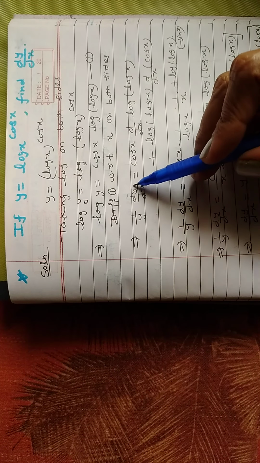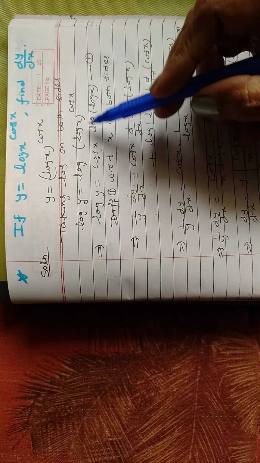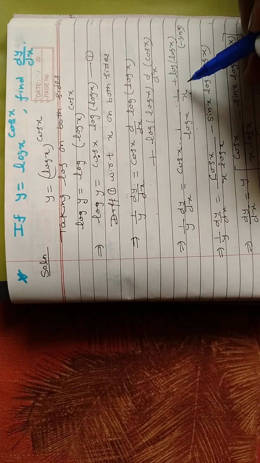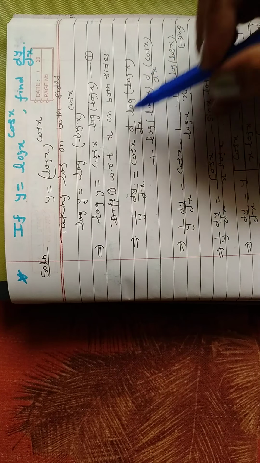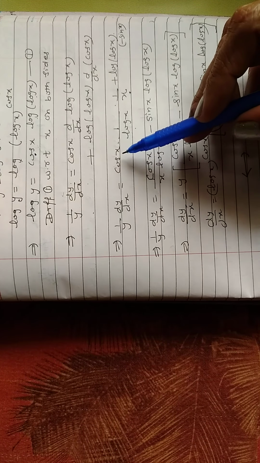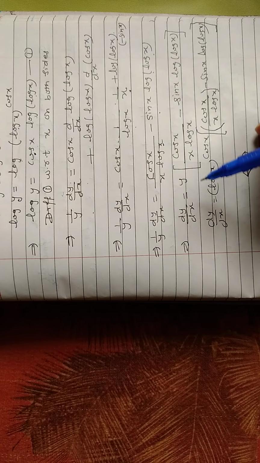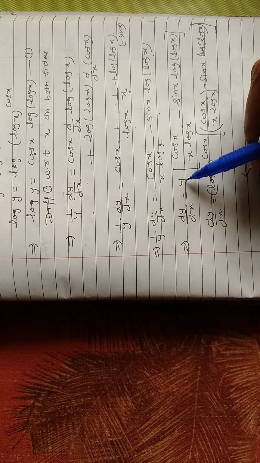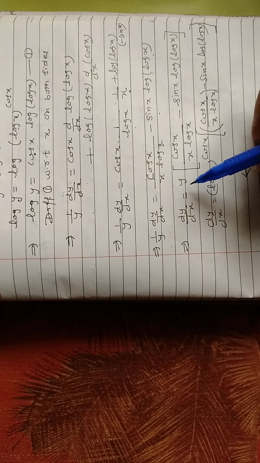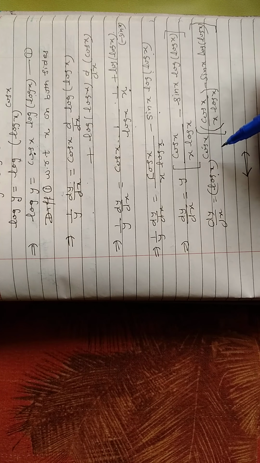You will get 1 by y dy by dx, and here again you will use the product rule. So cos x as it is, derivative of log(log x) is 1 by log x, then derivative of log x is 1 by x, plus next time log(log x) as it is, and derivative of cos x is minus sin x. Now you will write it: cos x over (x log x) minus sin x log(log x). Now for dy by dx, this y will go on that side, and you will write these terms as it is, and in the last step, in place of y you will put (log x) raised to power cos x. Clear?